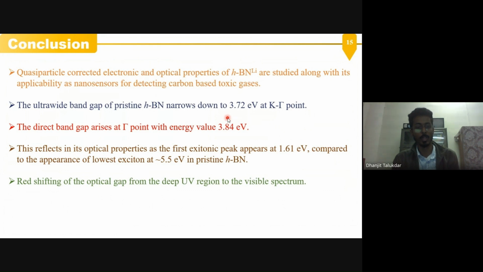Because of this narrowed band gap, it is reflected in the optical properties. The first excitonic peak arises at 1.61 electron volt, compared to pristine hexagonal boron nitride, where the lowest exciton peak arises at 5.5 electron volt. This means there is a redshifting of the optical band gap from the deep ultraviolet region to the visible spectrum if we dope the system with a lithium atom.